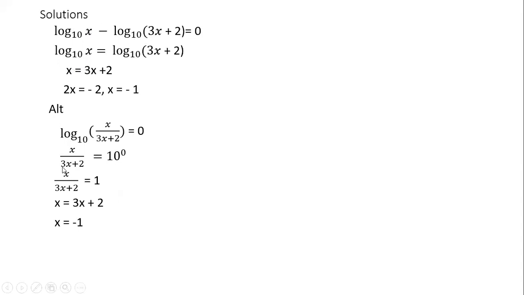So hence we have x over 3x plus 2 equal to 1. By cross multiplying, we have x equal to 3x plus 2. Hence, x equal to minus 1. The same answer.